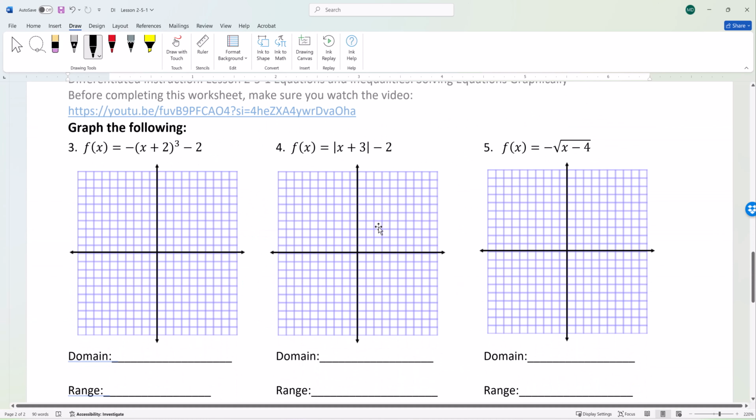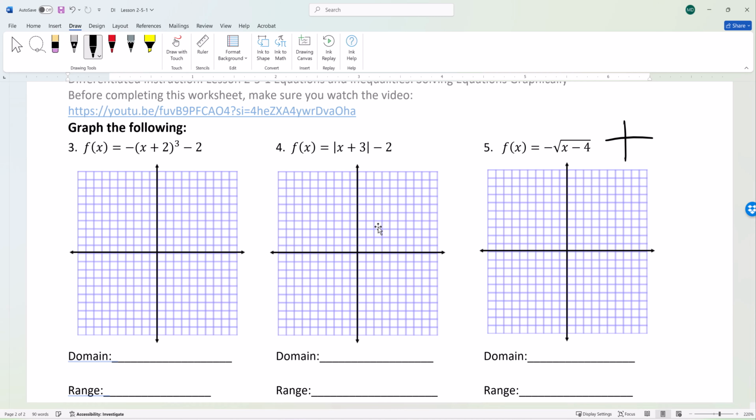For the graphs, remember, you have to go back to our parent graph. So for example, this one, that's a square root function. That negative means a reflection over the x-axis. So now it's going to go down instead. And then you have a horizontal shift of 4. So 1, 2, 3, 4. And it's going to go down instead.